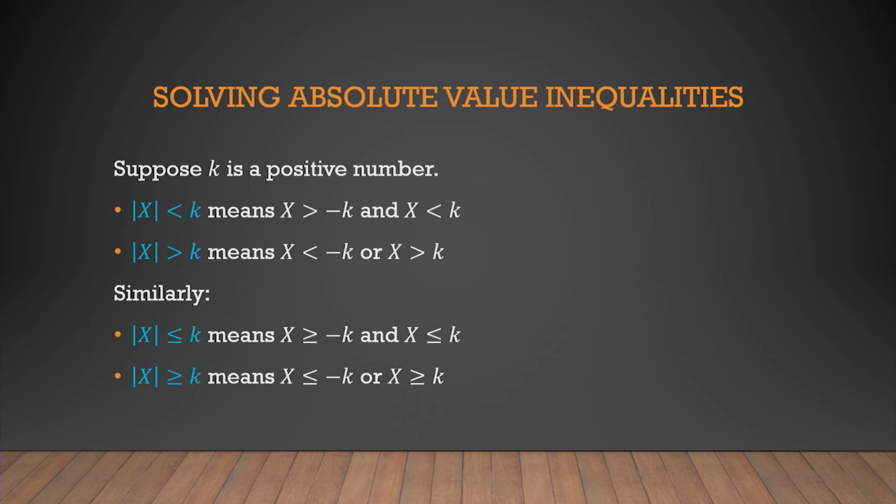Similarly, we have the rules for the inclusive inequalities: the absolute value of x is less than or equal to k means x is greater than or equal to negative k and x is less than or equal to k. And the absolute value of x is greater than or equal to k means that x is less than or equal to negative k or x is greater than or equal to k.